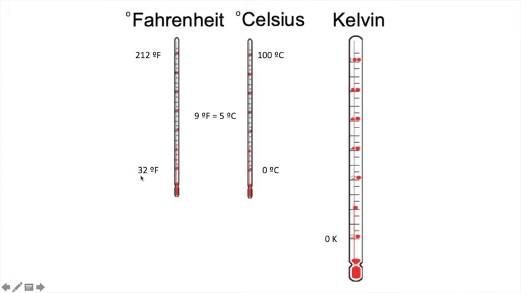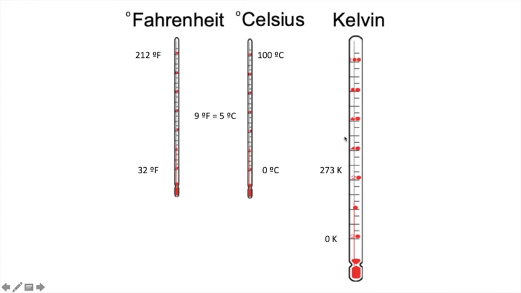So you'd say 32 degrees Fahrenheit, 0 degrees Celsius, but you don't really say 0 degrees Kelvin. You just say 0 kelvins. I know that sounds weird, but that's what it is. And if you watched the videos, you remember that it's about 273 Kelvin is 0 degrees Celsius. So water freezes at 32 degrees Fahrenheit, 0 degrees Celsius, and 273 kelvins.